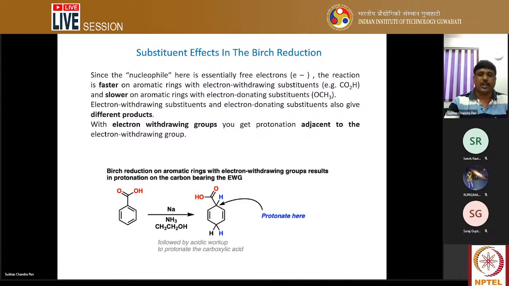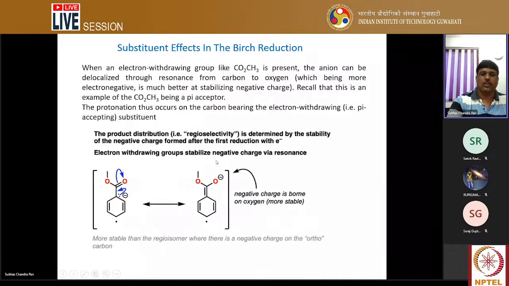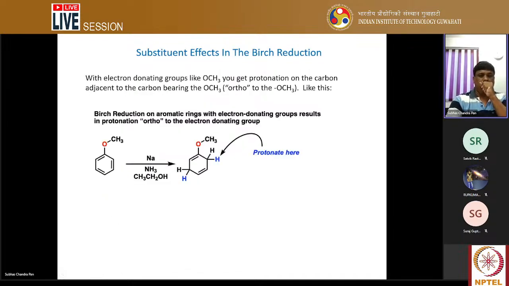Because the negative charge is stabilized by the electron withdrawing group. As you can see, the negative charge is delocalized to the CO2 group, and that's why it gets stabilized. And that's why this is formed as the major product. Now, if you have an electron donating group like a methoxy group, what will happen?